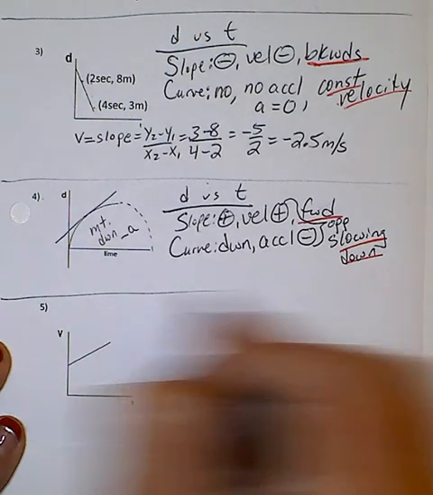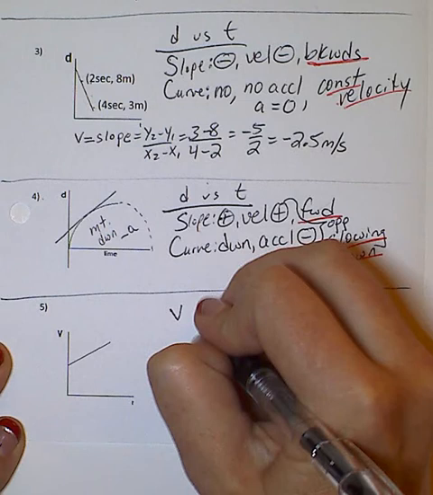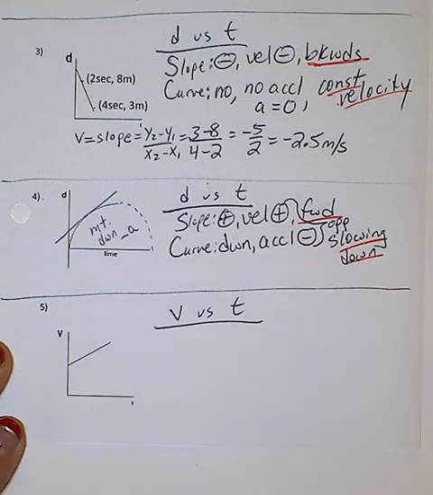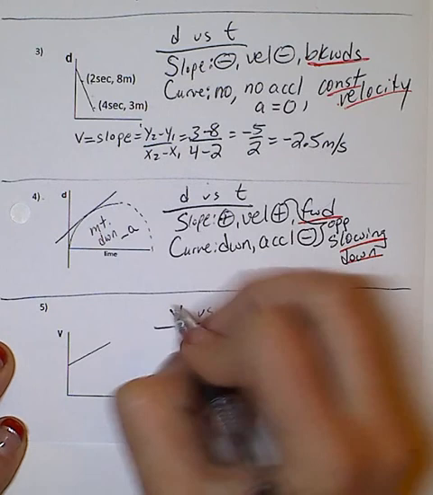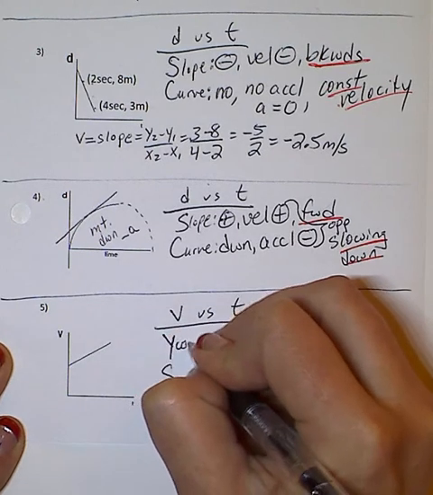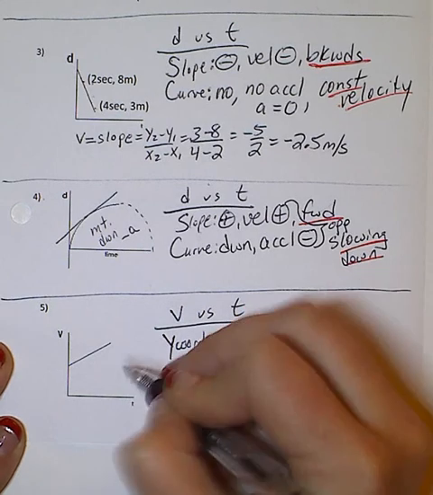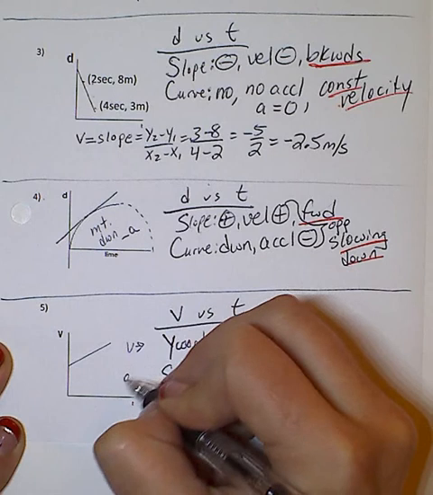In the last one, it is a V versus T graph. So make sure that you're writing down which kind of graph you have first, because that lets you know which saying to go with. V starts me off with very young and sassy. The Y is Y coordinates, and S is slope. And again, my velocity information is all here. My acceleration information is all here.